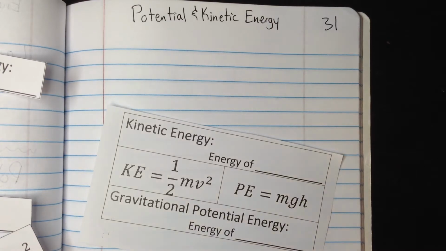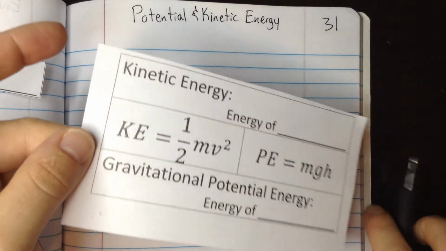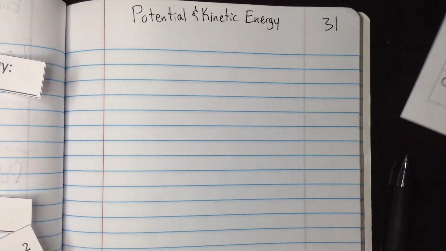Potential and Kinetic Energy, page 31. This is the only paper you really need. Cut off the border and cut out every box.